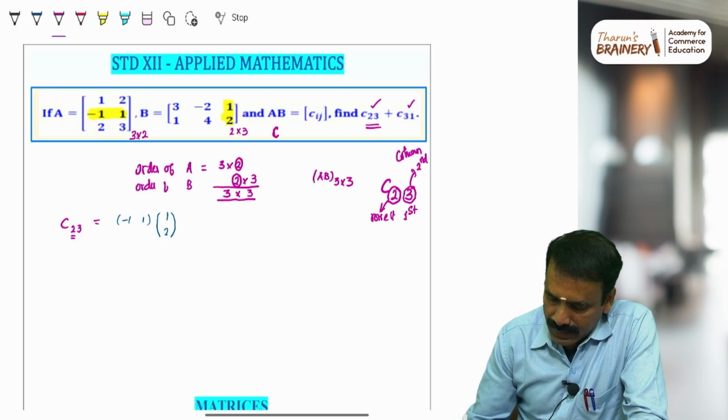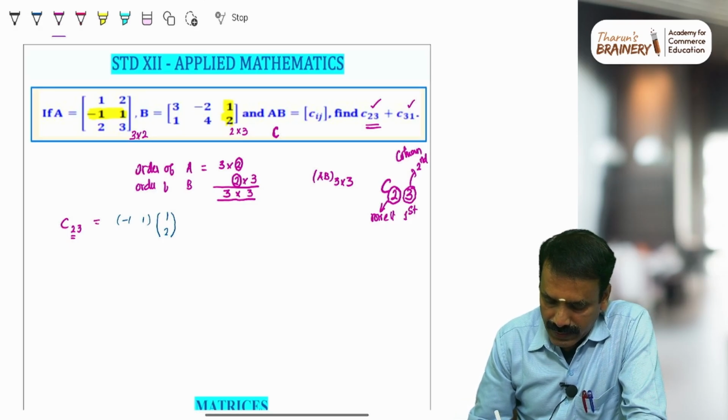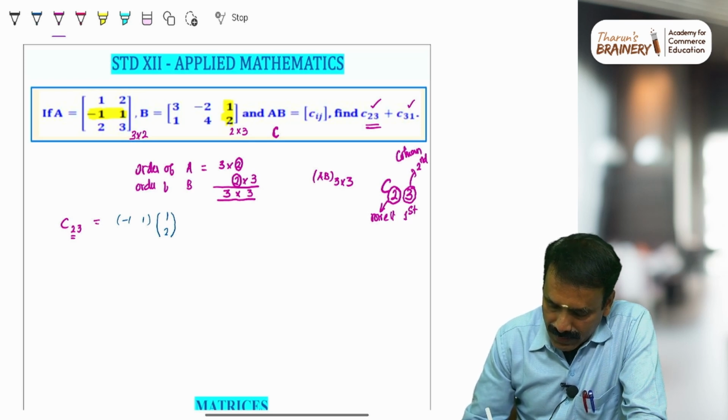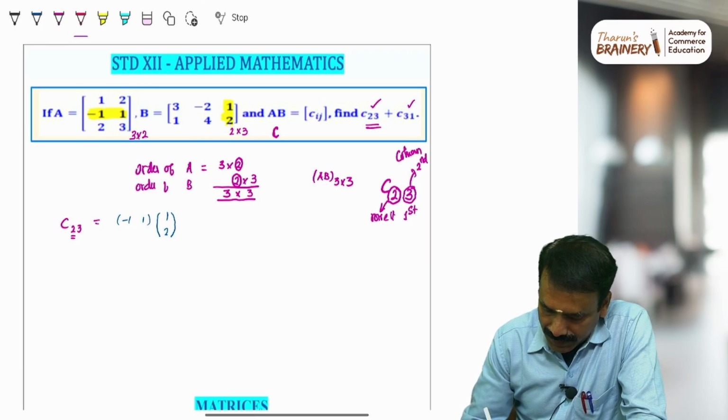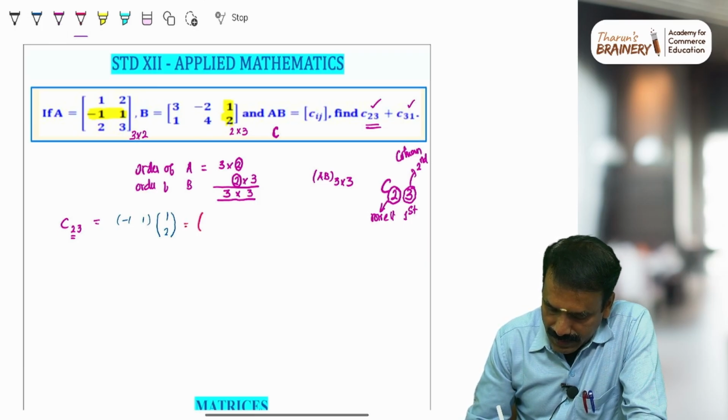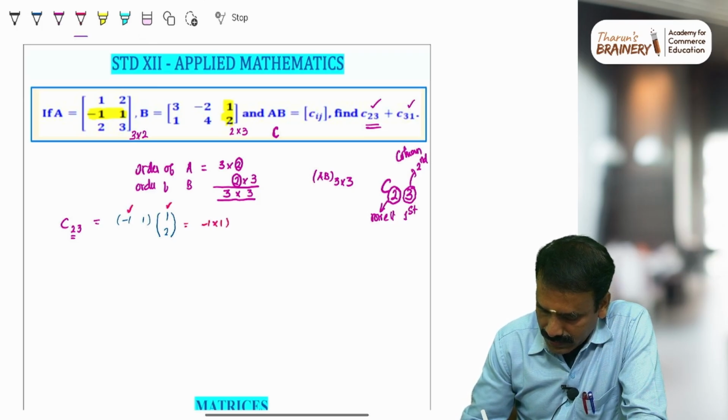So, I am taking the row of the first matrix, minus 1 and 1, and a column from the second matrix, the third column. Now, you multiply. How to multiply? We know how to multiply, correct? Row element will be multiplied with the column element. So, the first element is multiplied with the first element. So, it is minus 1 into 1, plus the second element multiplied with the second element, 1 into 2.